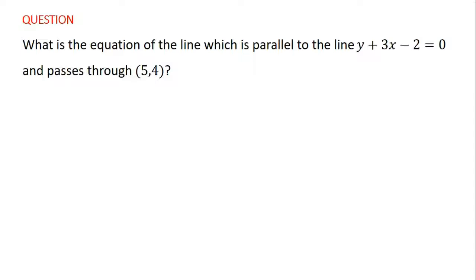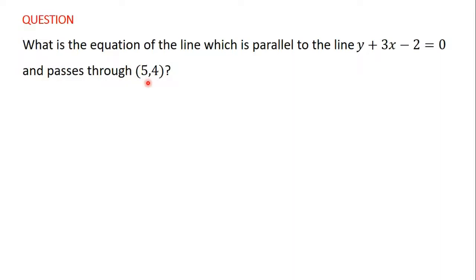The question for this video is, what is the equation of the line which is parallel to the line y + 3x - 2 = 0 and passes through the point (5, 4)? So there's this straight line that passes through the point (5, 4) and it is parallel to the line y + 3x - 2 = 0. The question wants us to find the equation of the straight line that passes through this point, which is (5, 4).